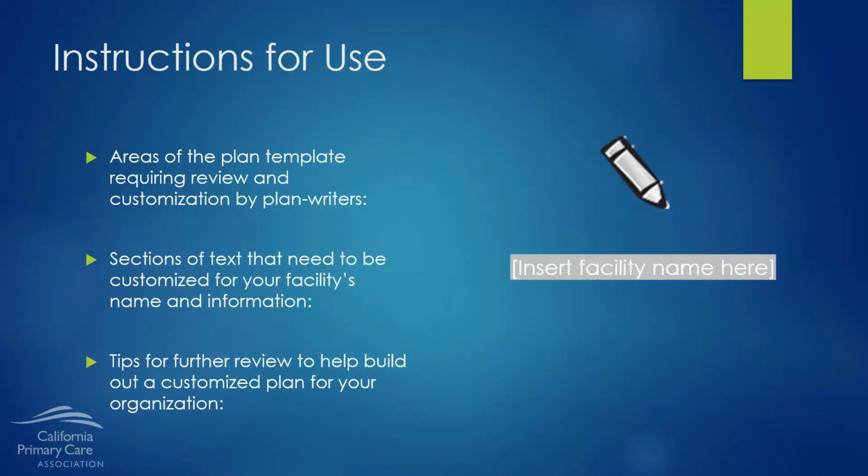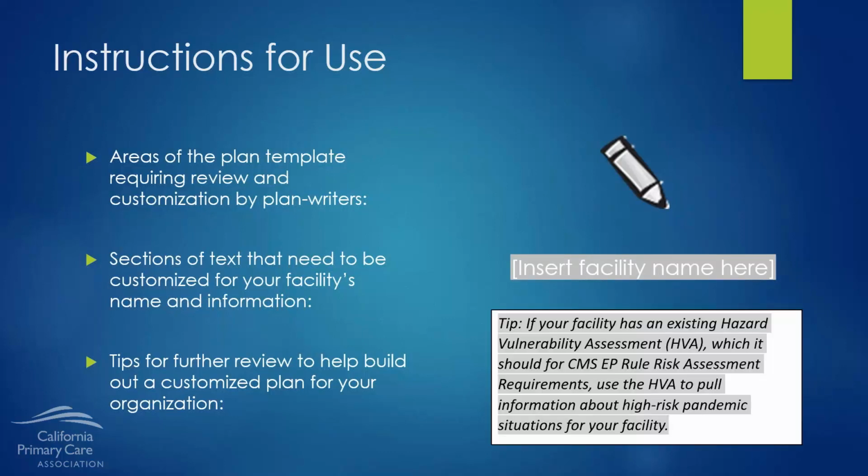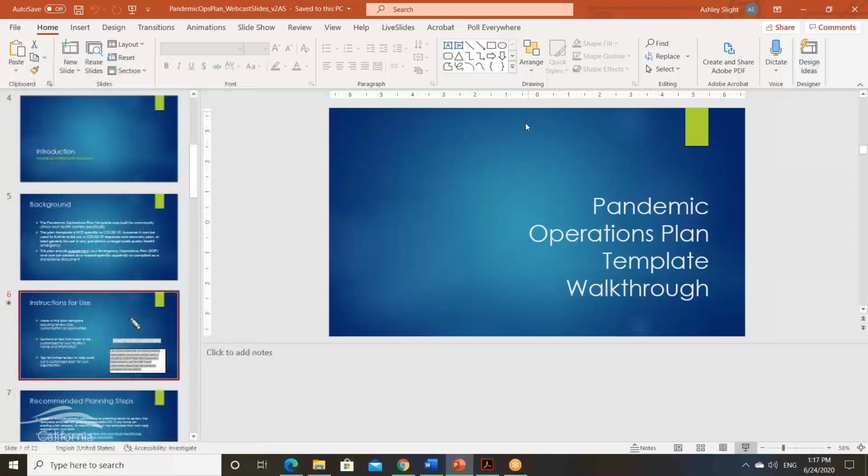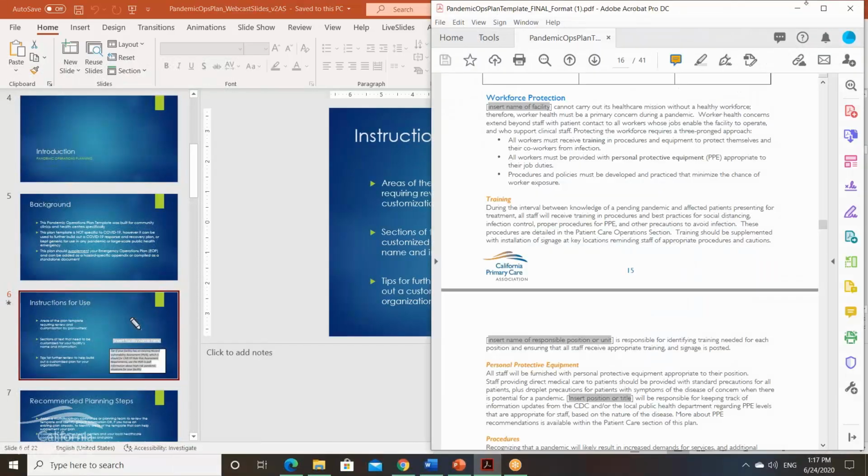We also use brackets and gray highlighting for any section of text that needs to be customized for your facility's name and information. And we've included a series of tip boxes for further review, generally just for the plan writer to consider, maybe areas you can pull in additional information or reference material. And those can be removed as you're going through the document and as you finish each section. So quickly here, I'm going to go to the document itself.